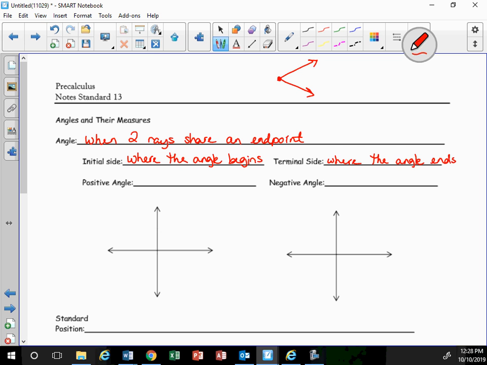All right, guys, so positive and negative angles, that all has to do with the direction that you travel to get to your terminal side. So I'm going to draw my initial side. For you guys, it's always going to be on the positive x-axis. So that is the initial side. Then I'm going to put the terminal side over here. If I have traveled counterclockwise, so if I've gone that direction, that is a positive angle. We'll say that's 120 degrees.